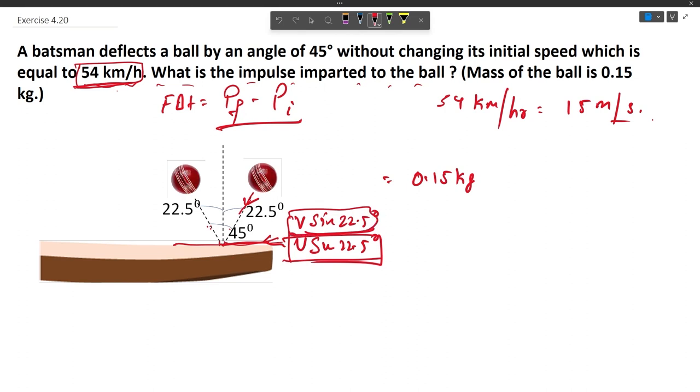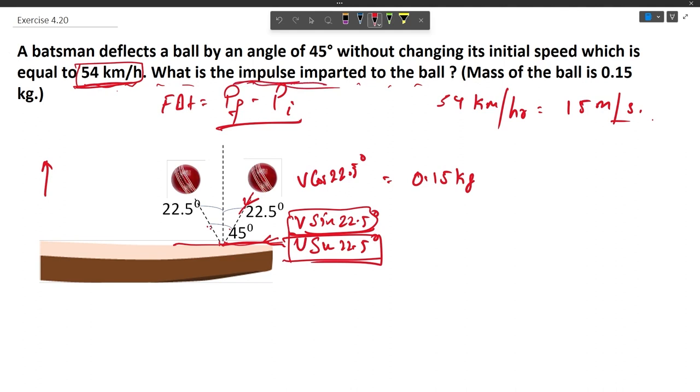Now compare with the vertical direction. The vertical component of the speed is v cos 22.5 degree. Assuming the upward direction as positive, the initial direction of velocity was negative, and the final velocity after the departure is positive, so there is a change in velocity in the y direction, or the upward direction. So the impulse can be found in the upward direction as mass times velocity.